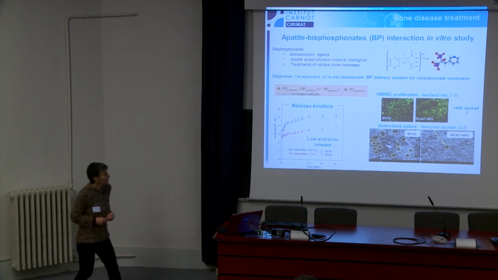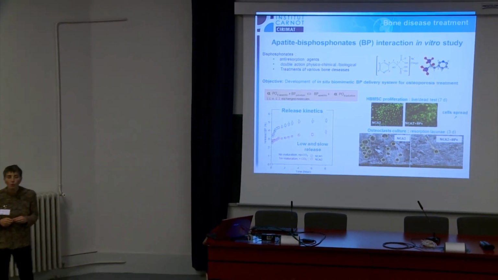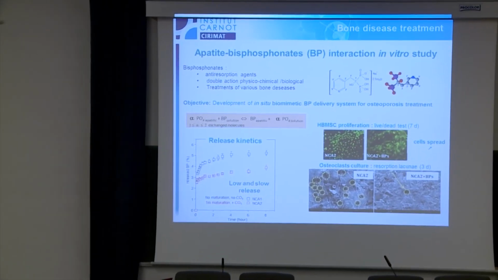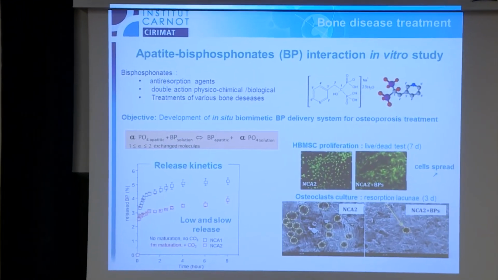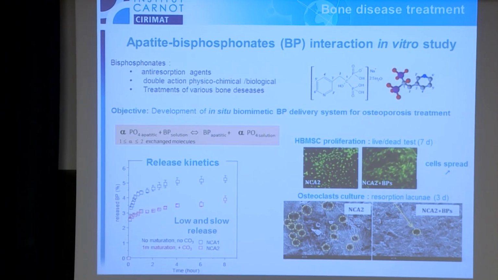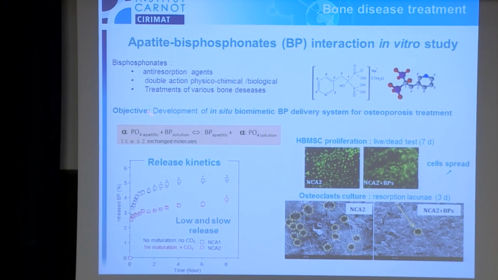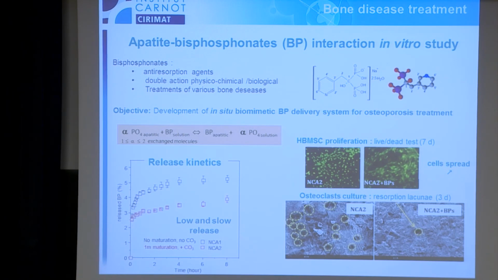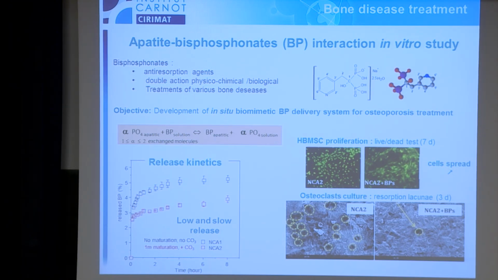Just to finish, an example also of this work on nanocrystalline apatite, and especially on the study of the interaction of biphosphonates with apatites. This is an in vitro study. So biphosphonate is an anti-resorption agent. We have a double action, a physico-chemical action and a biological action. They are mainly used for the treatment of various bone diseases.